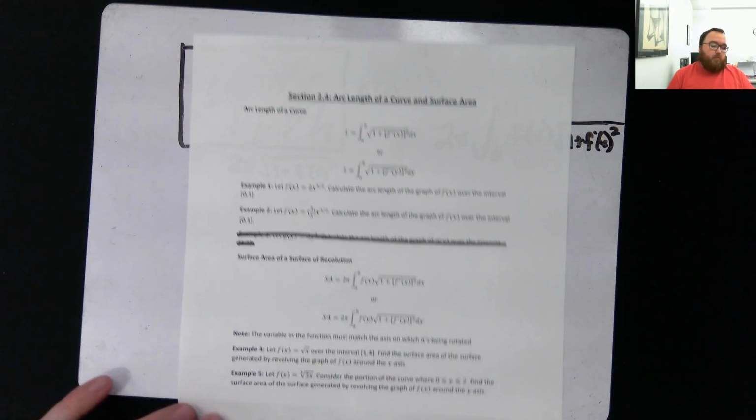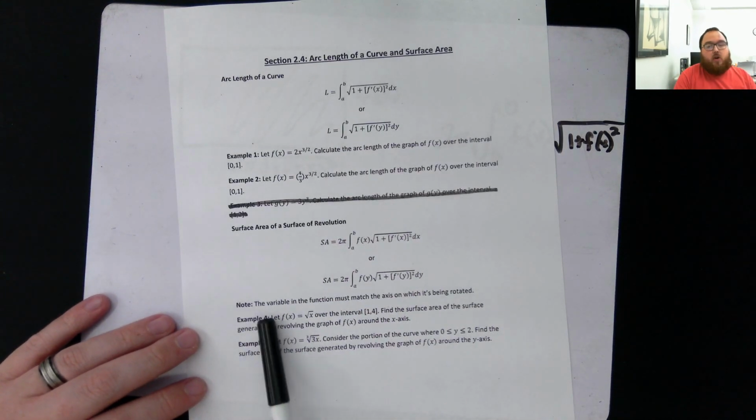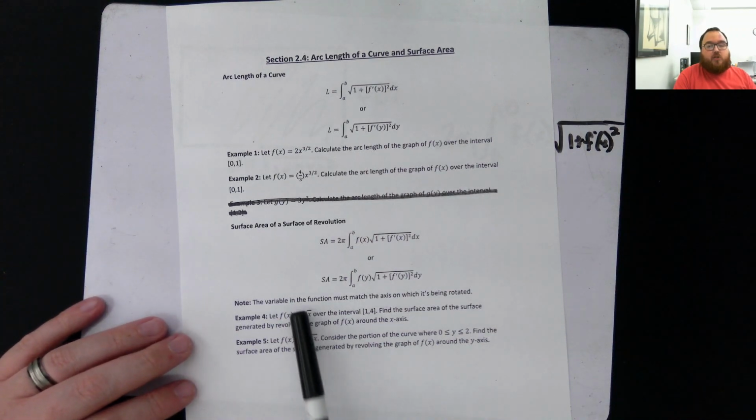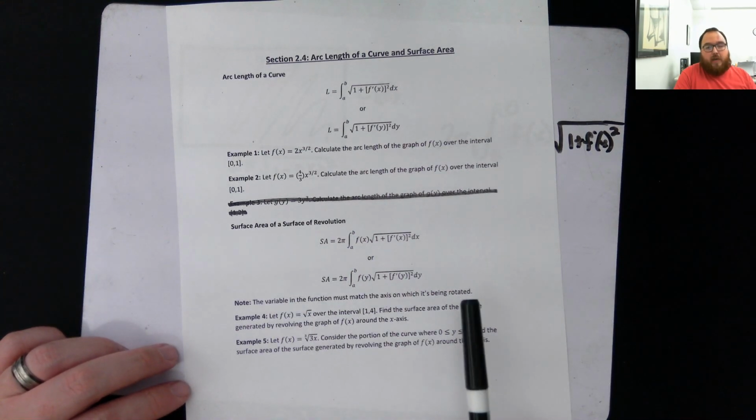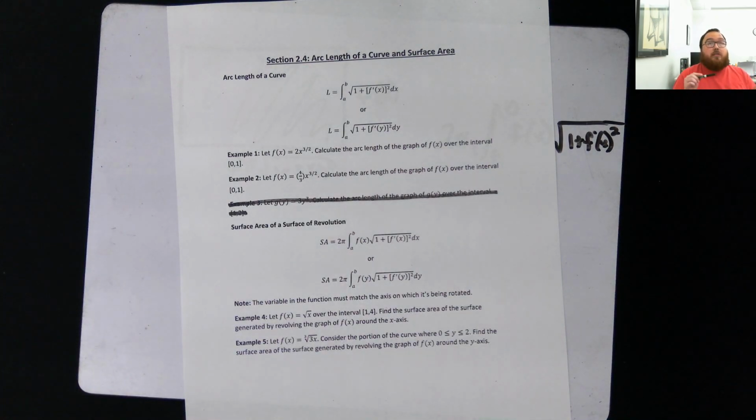So, example number 4, let f of x be equal to the square root of x from 1 to 4. Find the surface area of the surface we make by revolving the graph of f of x around the x. Oh, and a note I put right here: the variable inside has to match what I rotate it by. So if it's in terms of x, I've got to rotate it around x. If it's in terms of y, rotate it around y.